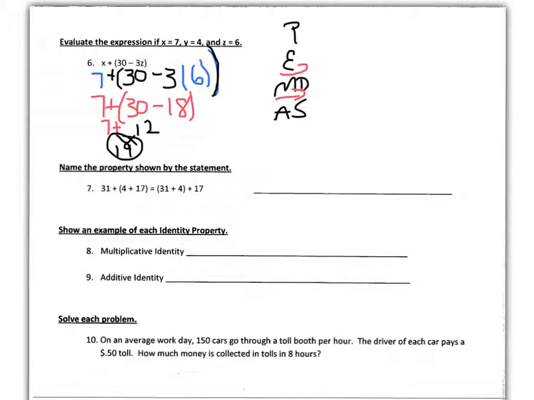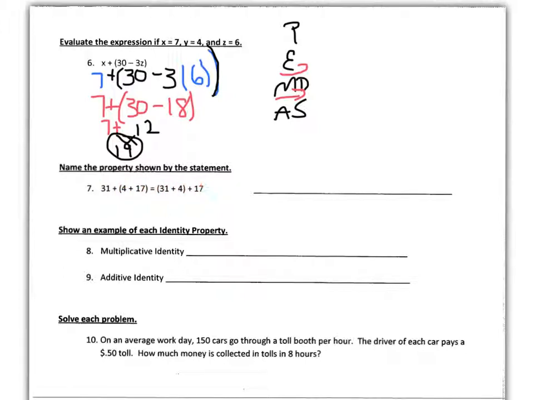All right, number 7. Moving down here, it says, name the property shown by the statement. Okay, whenever I look at these, I don't try to just look right away and see, oh, they're moving the parentheses around. Oh, it must be associative. What I do is I like to read the numbers. I want to make sure that I read the numbers and that the numbers are in the same order. So, if I know they're in the same order, then it can't be commutative.